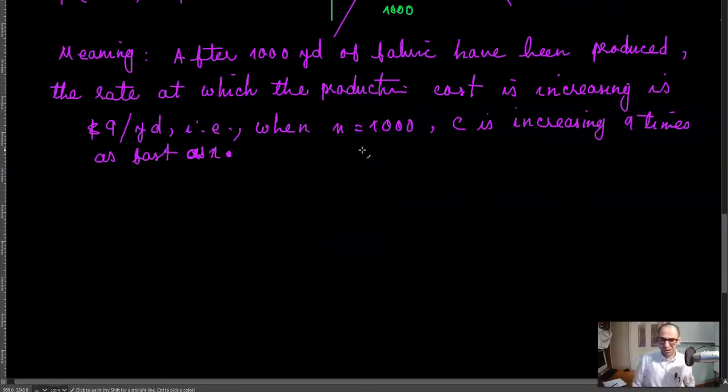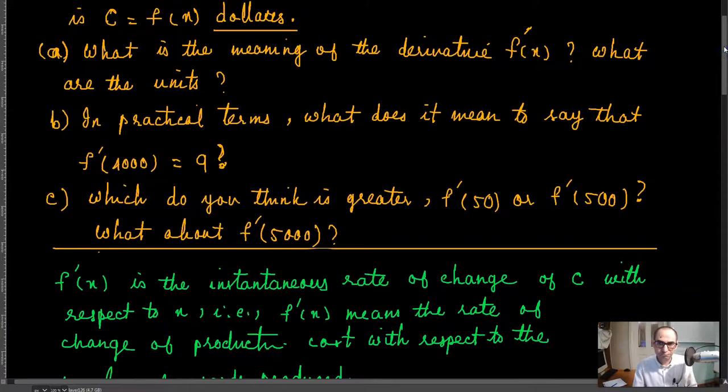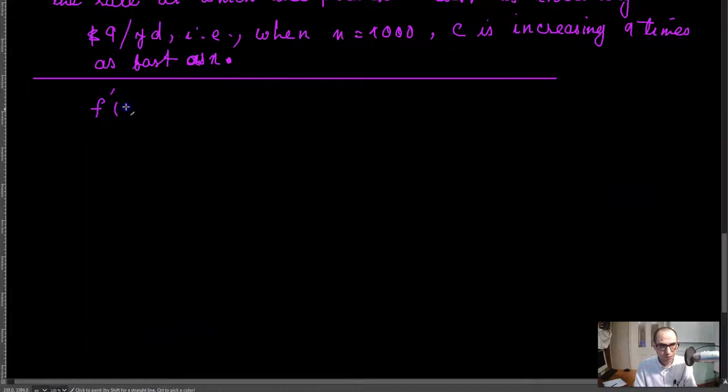Okay, now the next part of this question is kind of a matter of opinion. The question is: which do you think is greater, f prime of 50 or f prime of 500, and what about f prime of 5000? So we're talking about f prime of 50, f prime of 500, and also f prime of 5000.